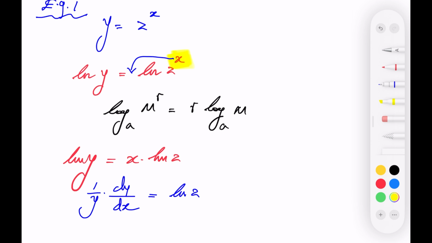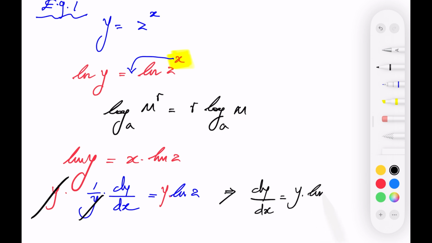Now, all I have to do is multiply both sides by y. When I multiply both sides by y, you can see from the left hand side, these y's are cancelled, and then we get the final answer to be dy by dx equals y times natural logarithm 2.